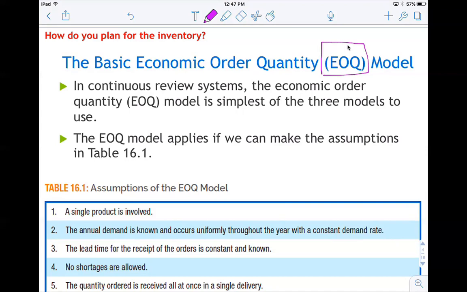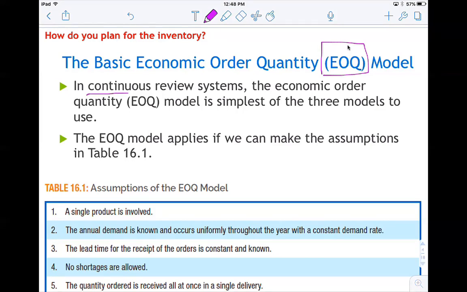EOQ models have certain assumptions that have to be there so that we can do the necessary calculations for planning the right inventory levels. So this video is going to talk about what those assumptions are and how we derive the optimal formula for the EOQ model. So let's get started.